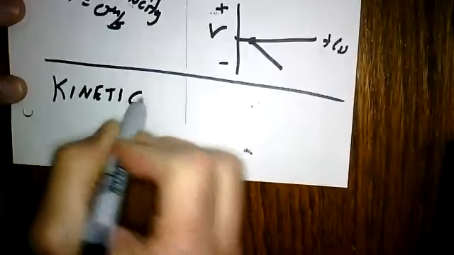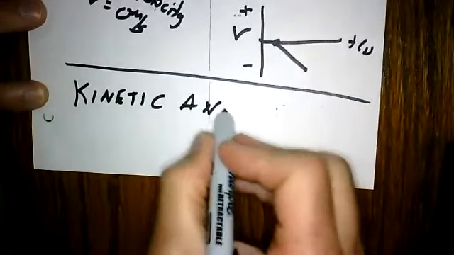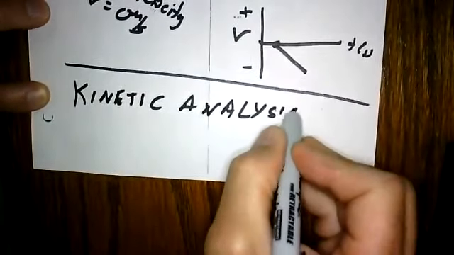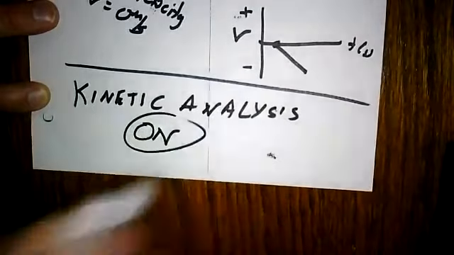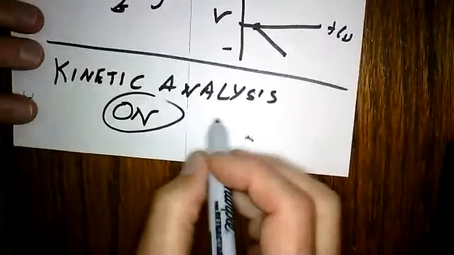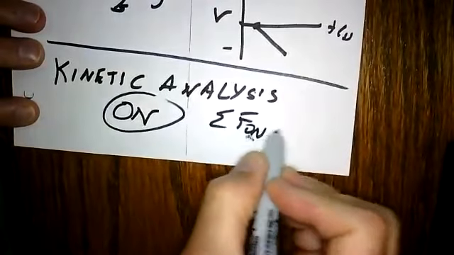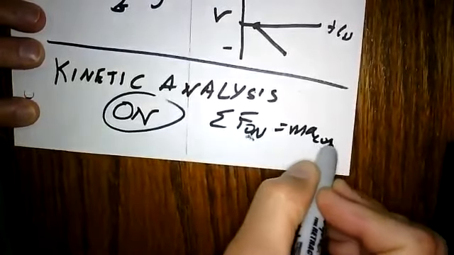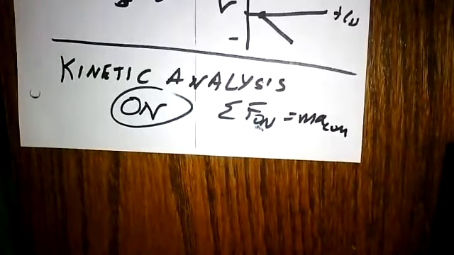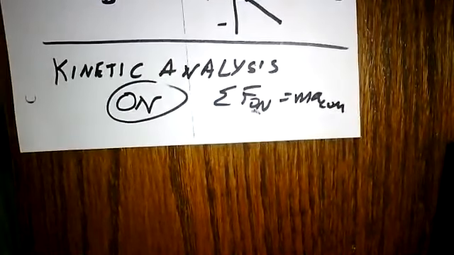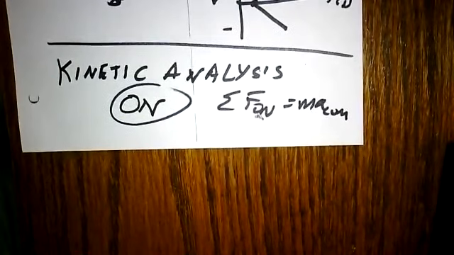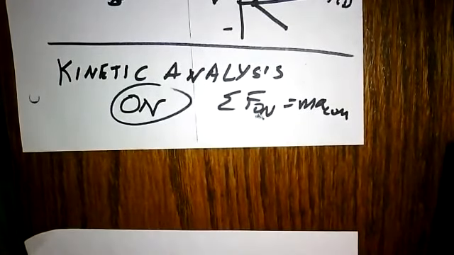Okay, but the key here is we're doing a kinetic analysis, and we want to identify forces acting on the object. And then we put those forces into the equation. Forces acting on the object, we add them all up, and that equals the product of mass times acceleration of the center mass. Okay, so this is boxes, but we will do a kinetic analysis of other sports as we continue. Okay, thanks everybody.